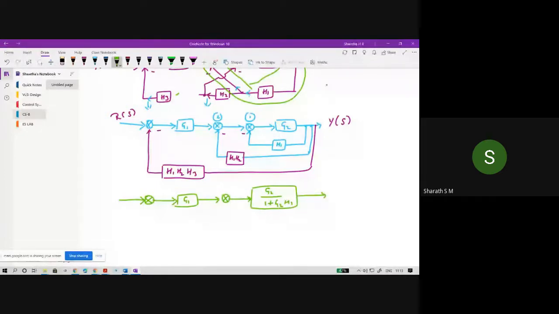So for the first one, G2 with H1, we have a feedback equation: G2 divided by 1 plus G2 H1. And then it remains with H1 H2, the negative feedback. And the last one is H1 H2 H3.